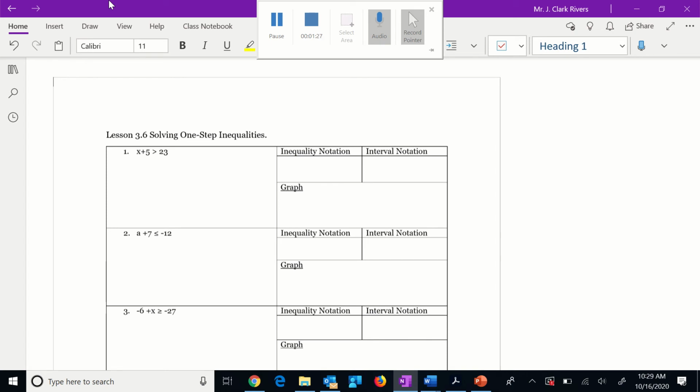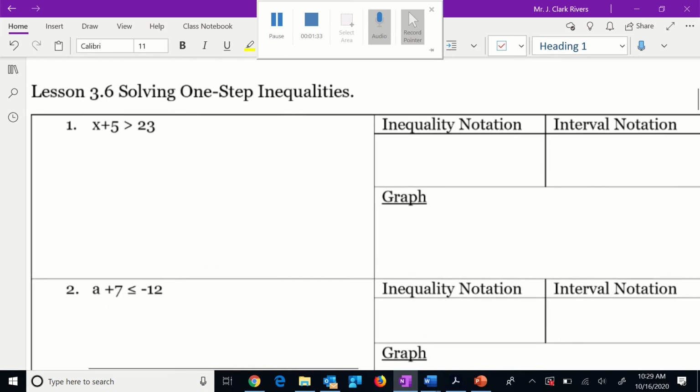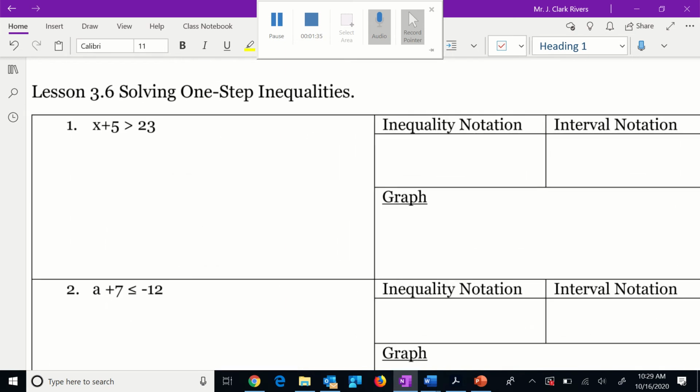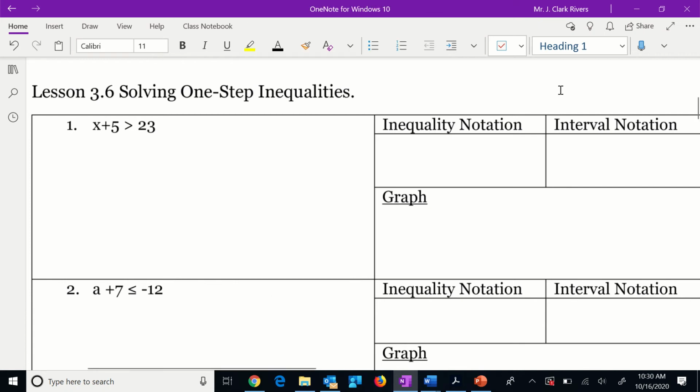So let's dive into it. Lesson 3.6, solving one-step inequalities. Please make sure you are focused on this though. Please don't have your phone out. Don't browse the internet. Don't have the TV on. Don't be communicating with your friends. This is a 75-minute period that is designed to help you get better at math. And if you're not fully focused on that, you're not going to grow as much as you possibly can. So make sure you are fully focused and attentive to what is going on.